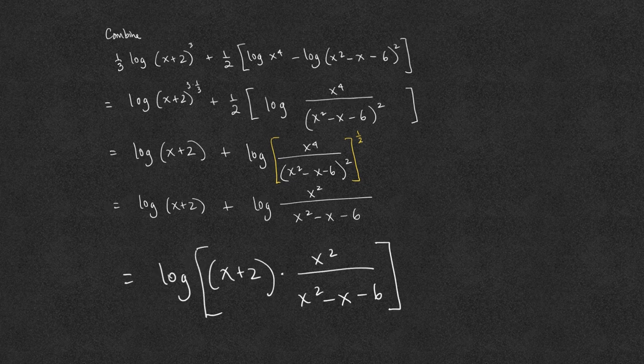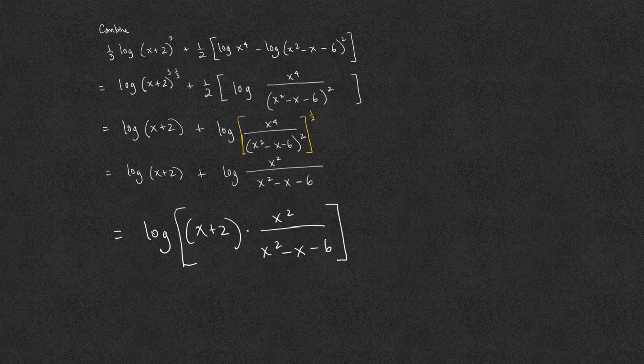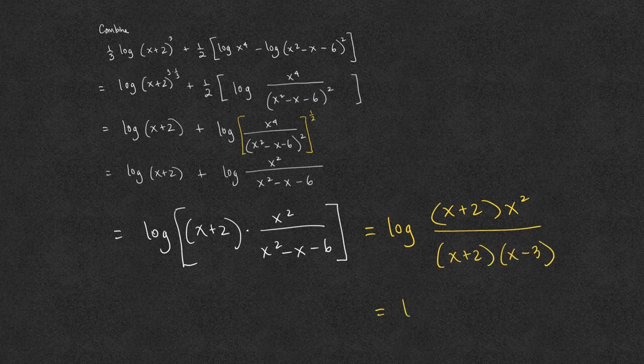We suspect that we can factor out the denominator, and so we will attempt to do so. This is log of (x plus 2) times x squared in the numerator, and in the denominator we can factor this as (x plus 2) times (x minus 3), and so the final answer is log of x squared over (x minus 3).